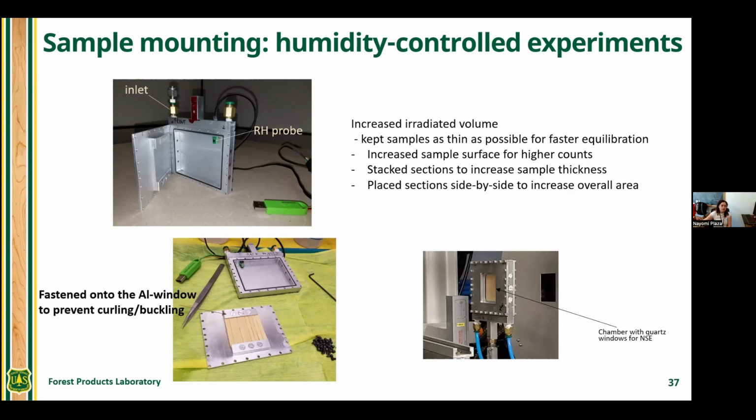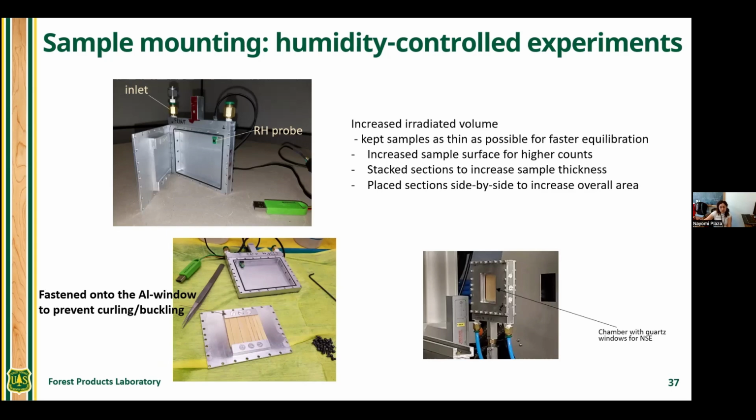We had a humidity probe here to just monitor the conditions, but it wouldn't talk directly to the generator that was being used to control the humidity conditions inside. And we also moved away from designing a chamber that was specific for one technique. So in this case, we designed a chamber that was compatible with a couple of different spectroscopy techniques.